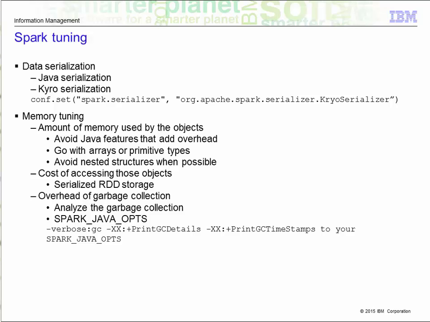Here are a few tips to reduce the amount of memory used by each object. Try to avoid Java features that add overhead, such as pointer-based data structures and wrapper objects. If possible, go with arrays or primitive data types and try to avoid nested structures. Serialized storage can also help to reduce memory usage. The downside would be that it would take longer to access the object because you have to deserialize it before you can use it.